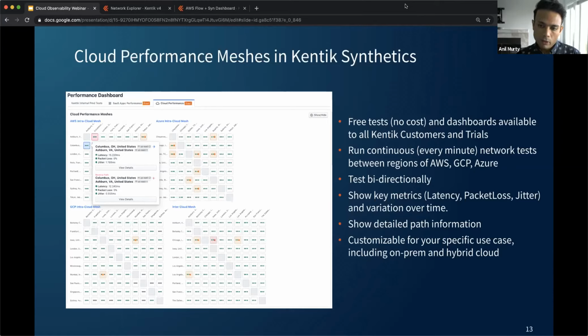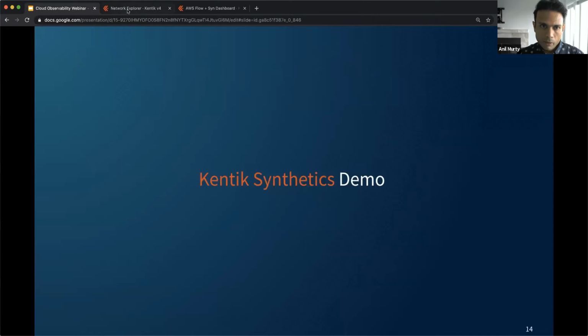We test bidirectionally, so they're testing from US East 1 to US East 2, and then backwards as well, as an example. For each of these situations, you can look at the latency, packet loss, and jitter at any given point in time. And for all of these cases, you can look at detailed path information, and you can customize it to your own use cases. Without talking a lot more about this, I'm going to jump into a demo of how you can utilize these.